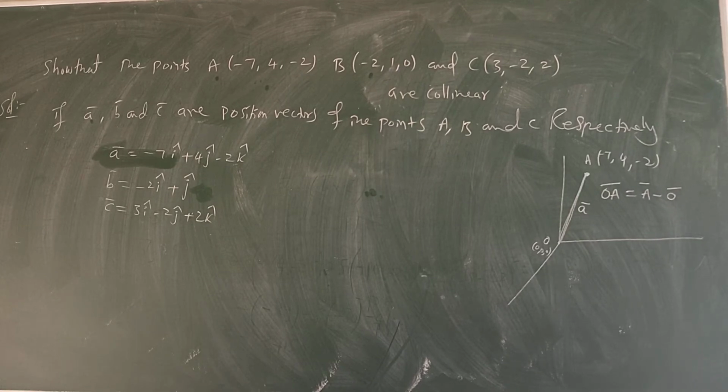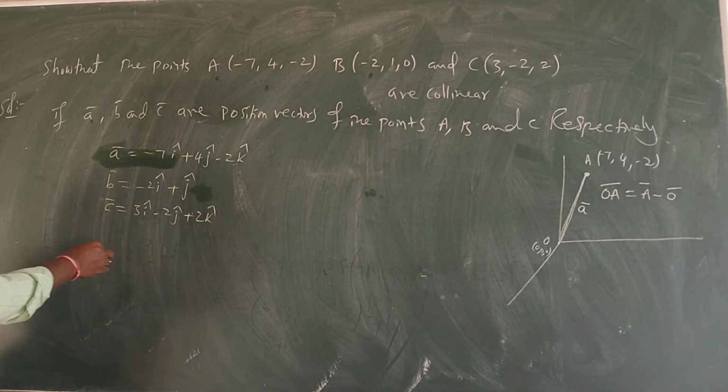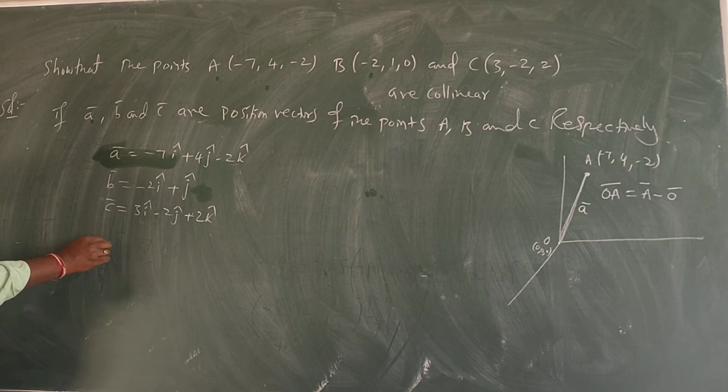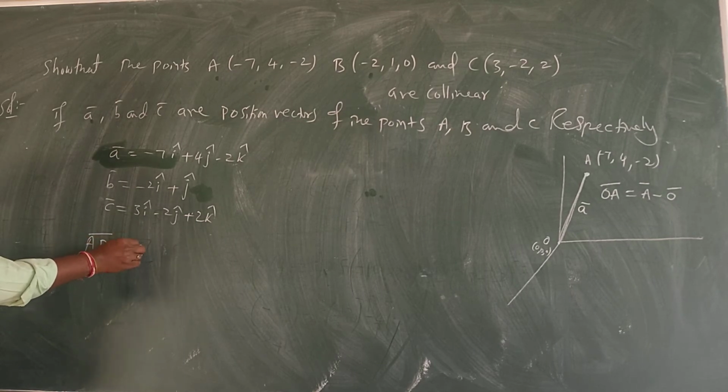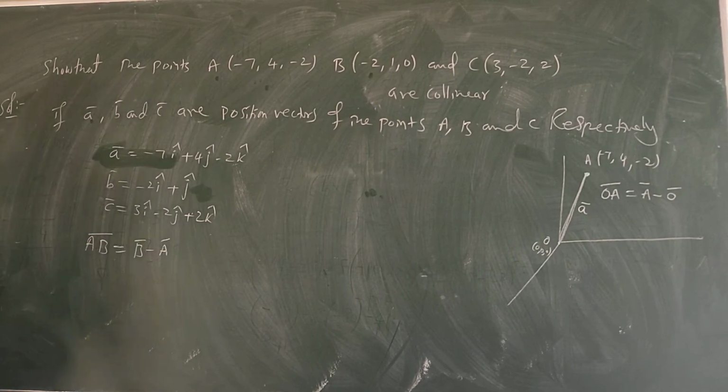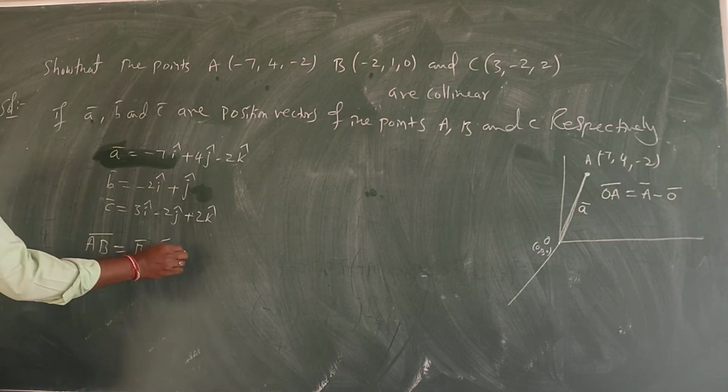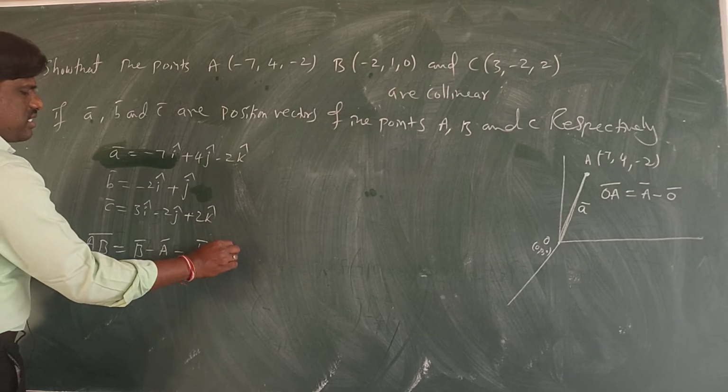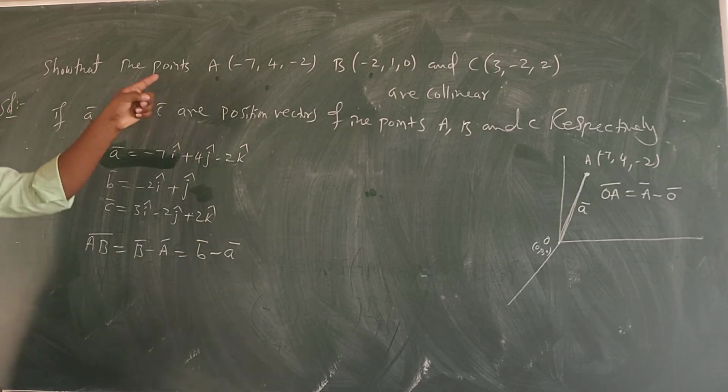Okay, now what you have to do here? Now I will find AB vector. AB vector is equal to B minus A, right? AB vector is equal to what? B minus A. So B minus A means B vector minus A vector. So I am finding AB vector.